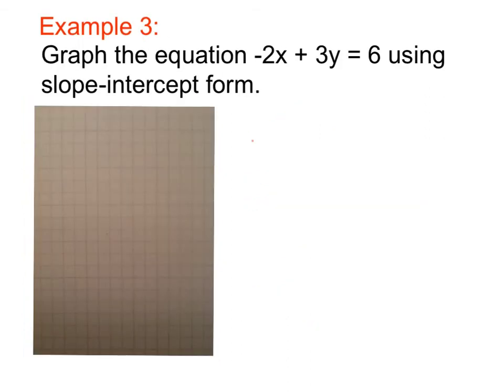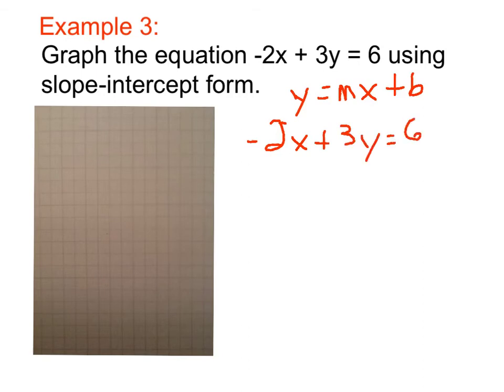Alright, so now we can do the same thing here. We've got the equation 2x plus 3y equals 6. But again, to use slope-intercept form, we've got to have it in the form of y equals mx plus b, so we have to rearrange it. So we've got negative 2x plus 3y equal to 6.